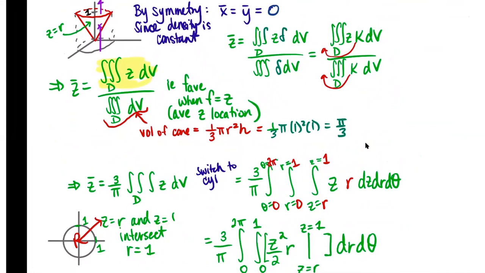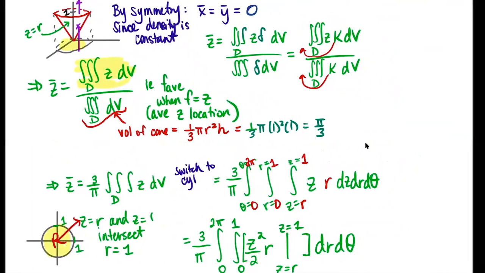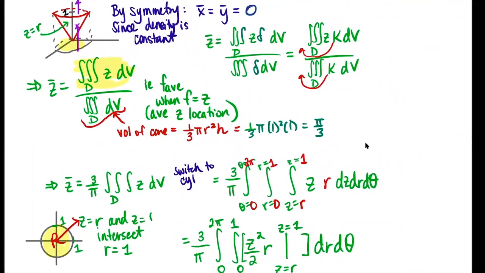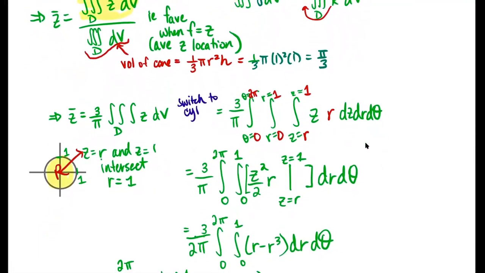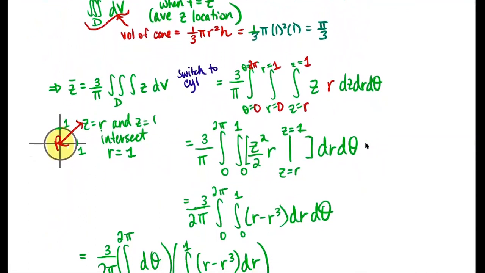So I have the circle of radius 1, that's the shadow, which is supposed to be that down there. And then to get my r bounds, I shoot an arrow radially outward and look at where it enters and exits. So it's entering or starting when r is 0, exiting when r is 1, and it goes all the way around, 0 to 2 pi. And now I can just go through and do the calculation. It's just some algebra, nothing too crazy.